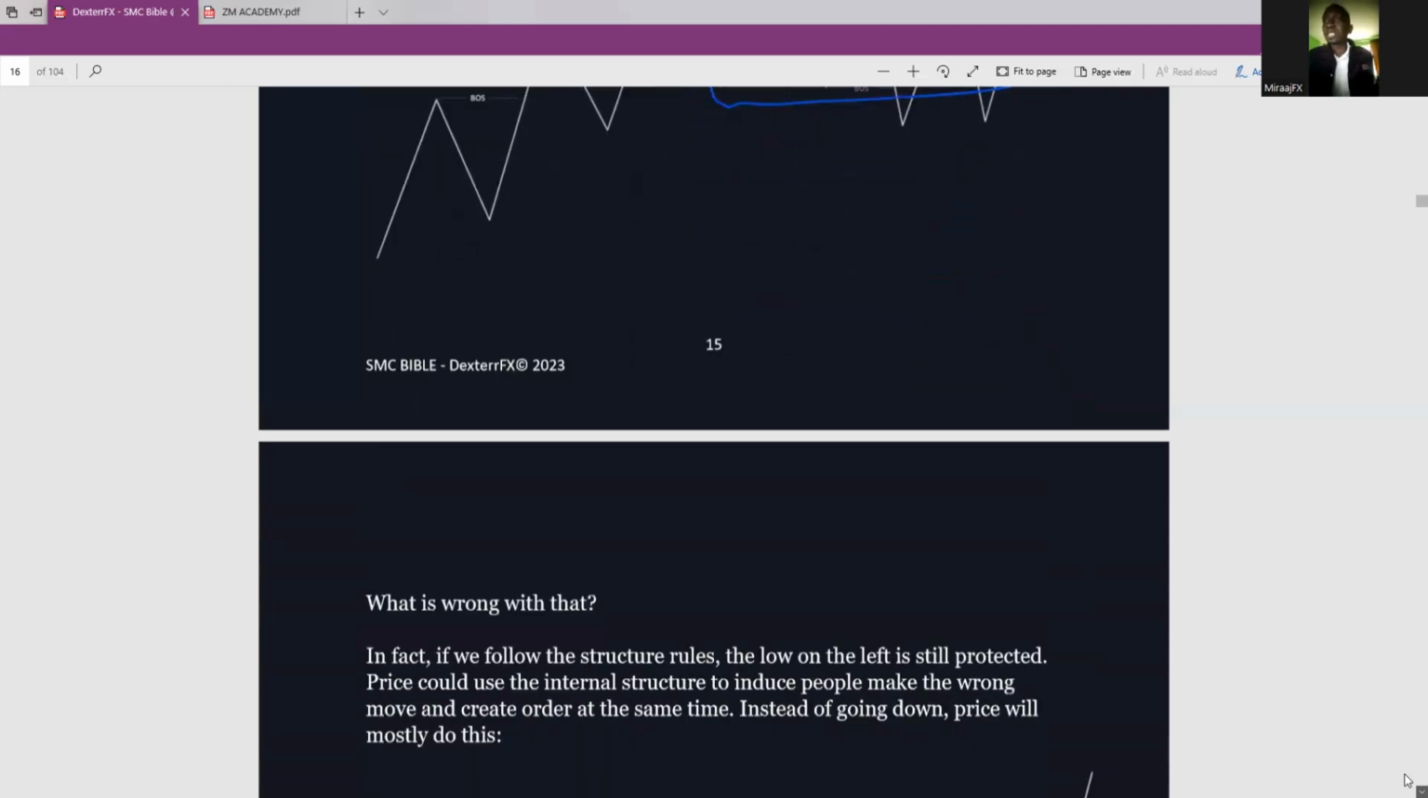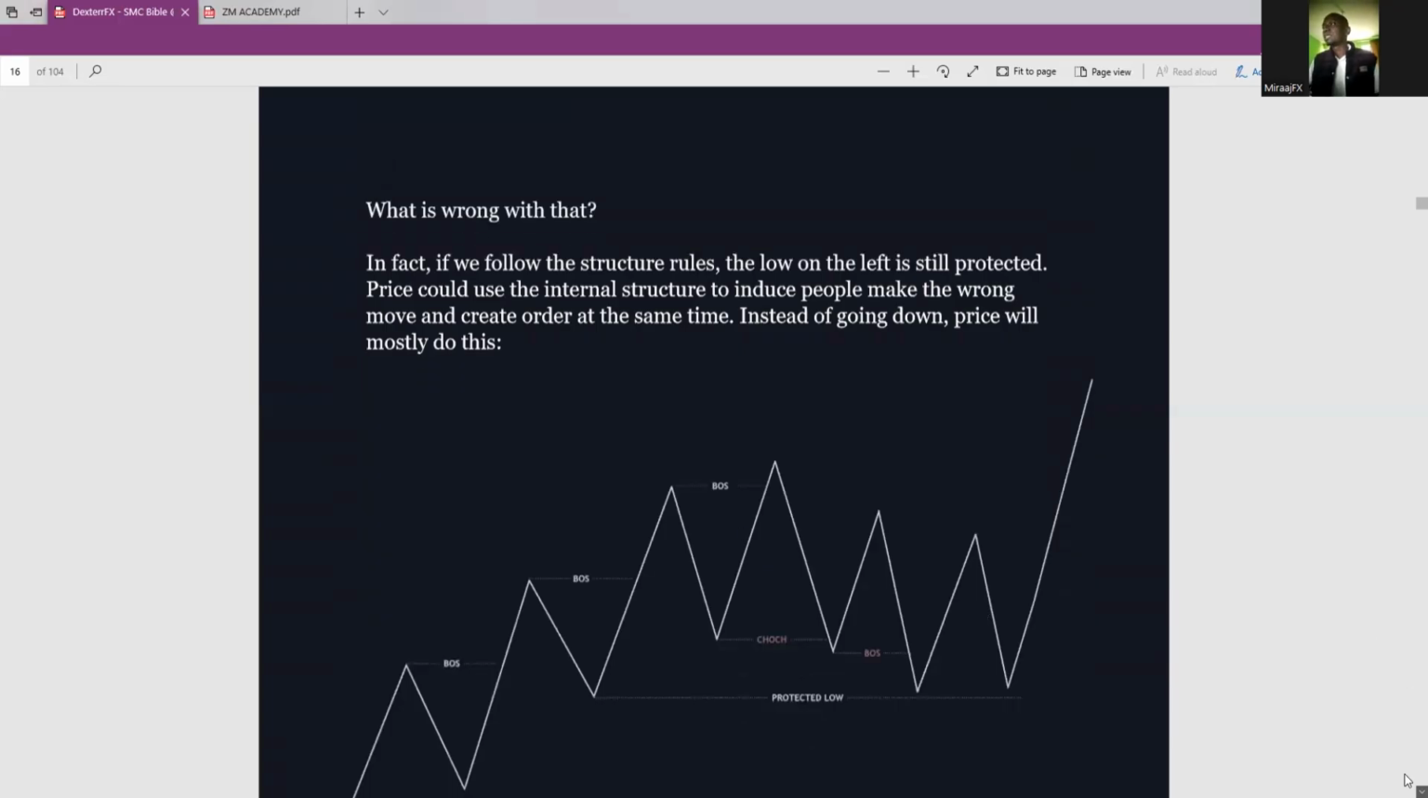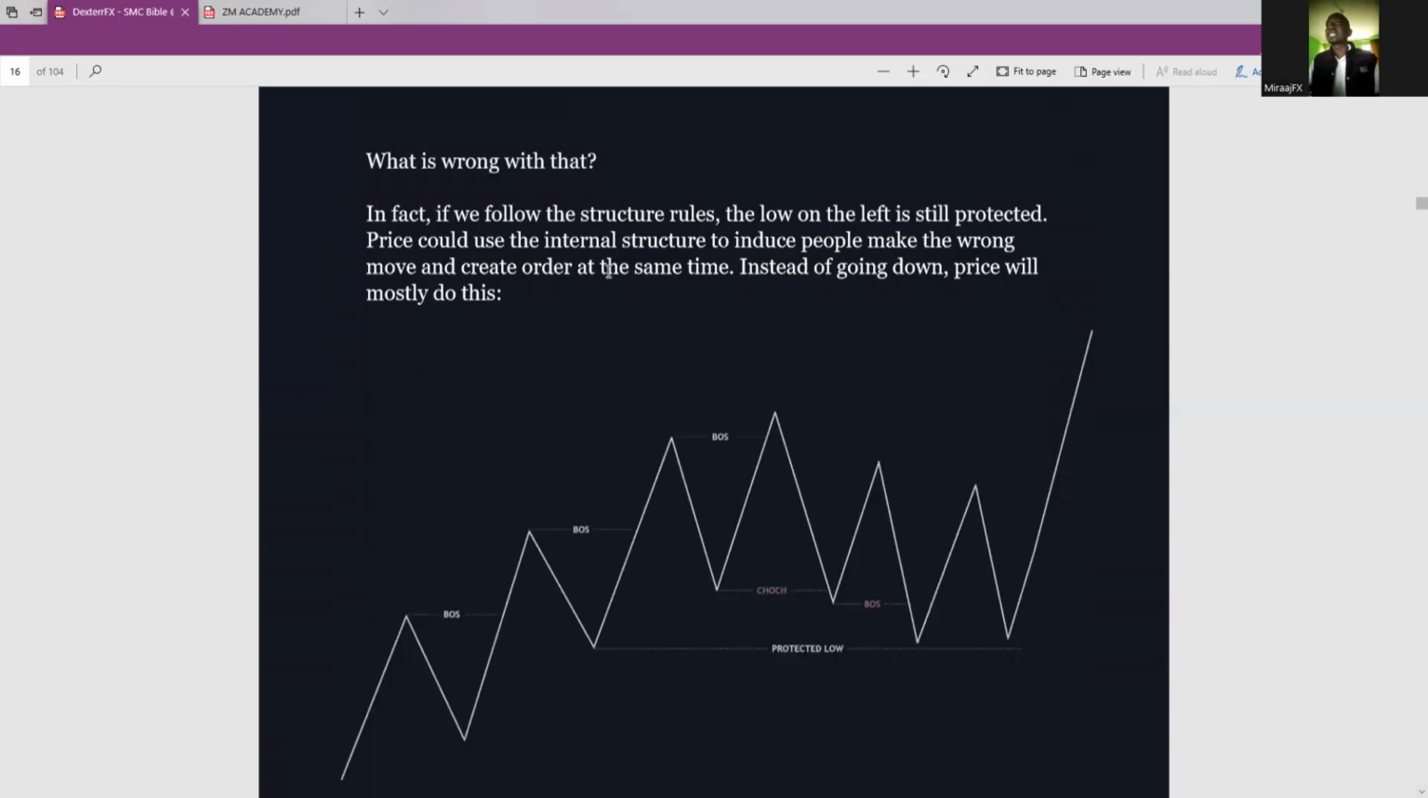Let's take a look at it here. The only thing that is wrong with this particular area is that the market gave us a change of character, yes, but the price uses internal structure to induce people to make the wrong move and create orders at the same time. Instead of going down, price mostly does exactly this. Here, you can see that the market gave us a very nice change of character. Then we have a break of structure, but the protected low is still protected. We have not broken below that protected low. This is what we call the protected low.